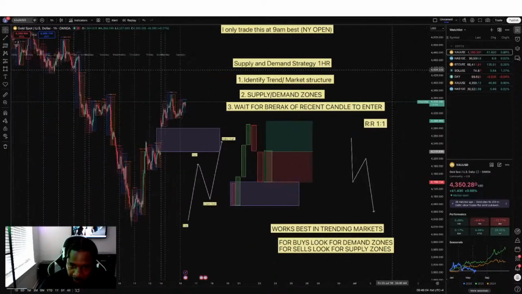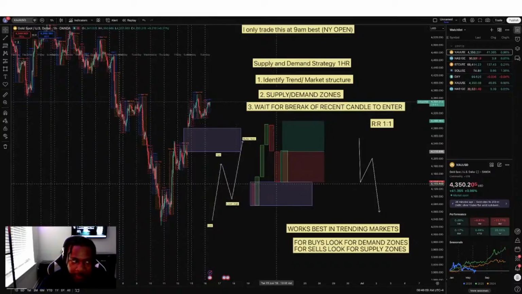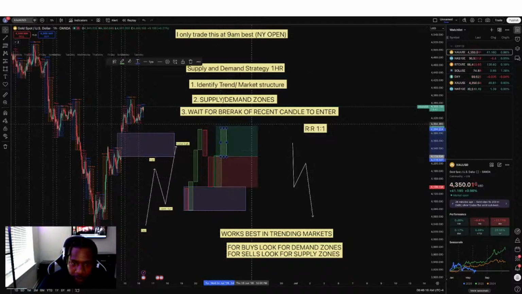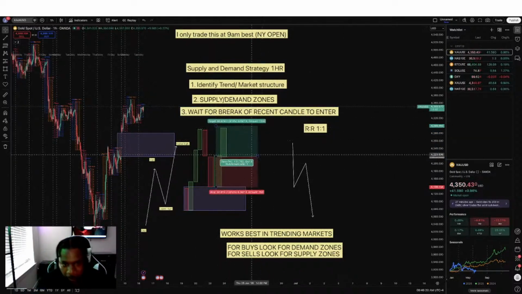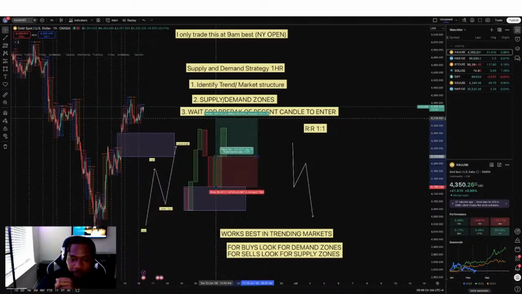All right, so now as you can see, boom, we had this extension, this pullback. Then now what are we expecting? Another extension up, right? So on and so forth to make that new high. So like I said, generally we want to aim for a one-on-one, but there are times where we go to 1-2s, 1-3s. But for me, I just take my one-on-ones and I'm cool.